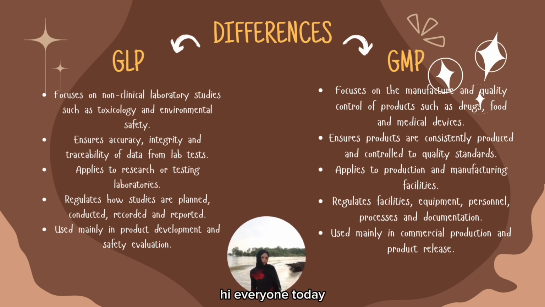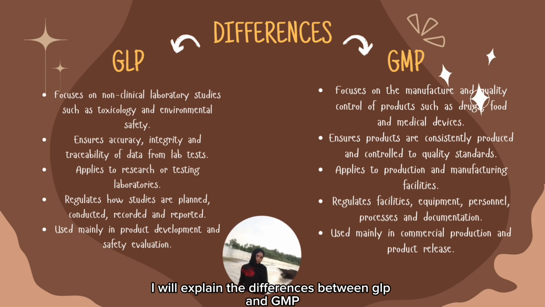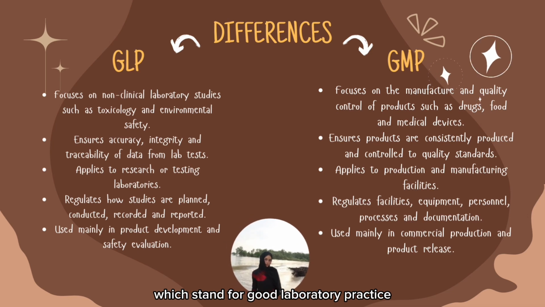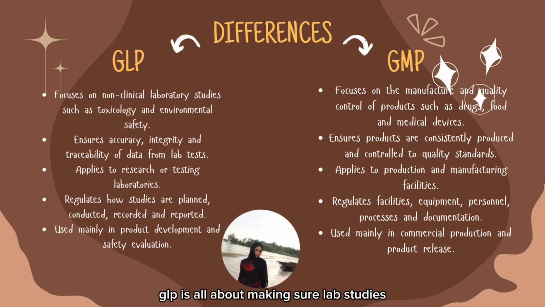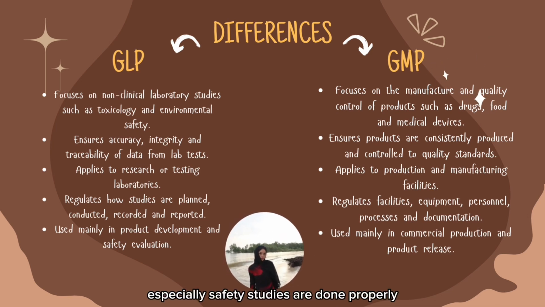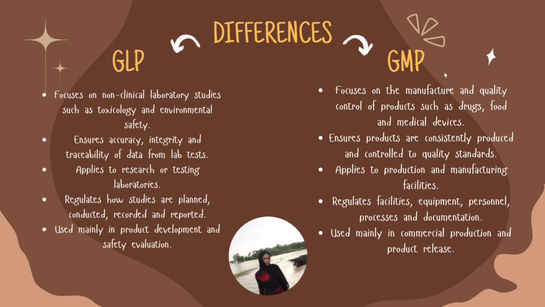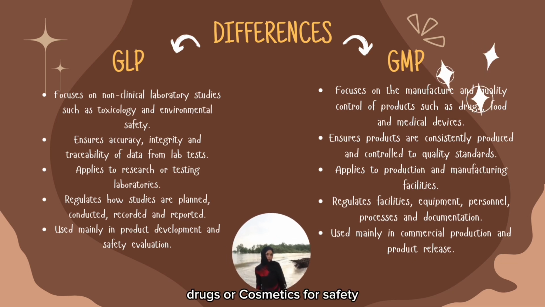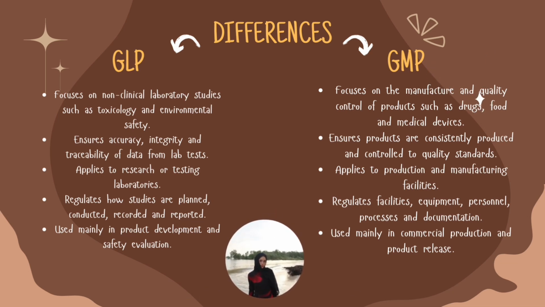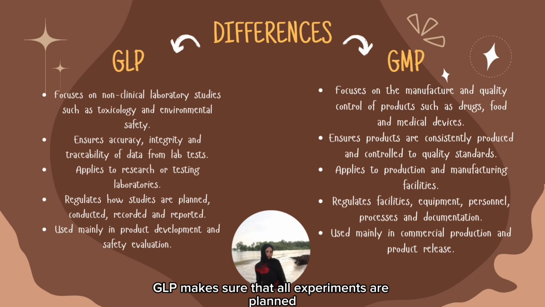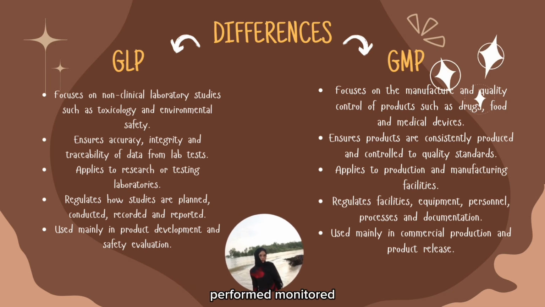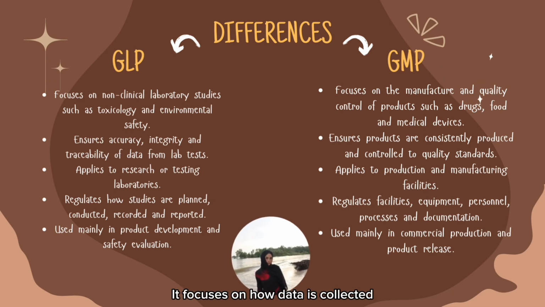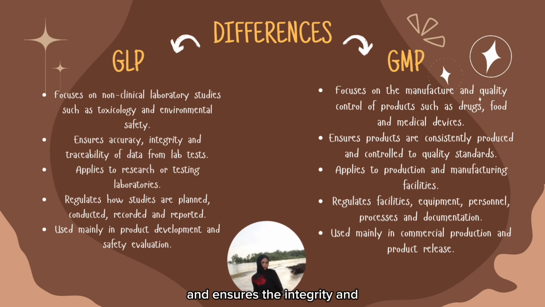Hi everyone, today I will explain the differences between GLP and GMP. Let's start with GLP, which stands for Good Laboratory Practice. GLP is all about making sure lab studies, especially safety studies, are done properly. It applies to non-clinical labs like those testing chemicals, drugs, or cosmetics for safety. GLP makes sure that all experiments are planned, performed, monitored, and reported in a way that's clear and traceable. It focuses on how data is collected and ensures its integrity.